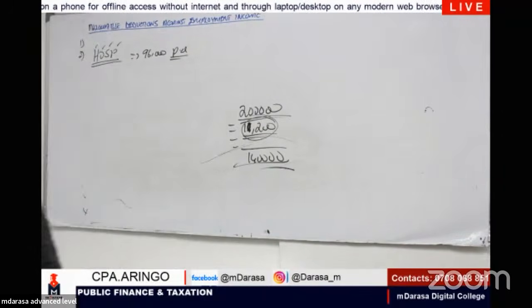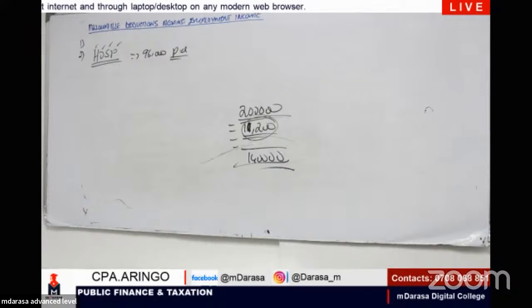That is to say, in the event that it has exceeded 96,000, the excess value is not going to help me reduce whatever I'm supposed to pay. That is very, very important to note. That should take us to the other point, number 3.